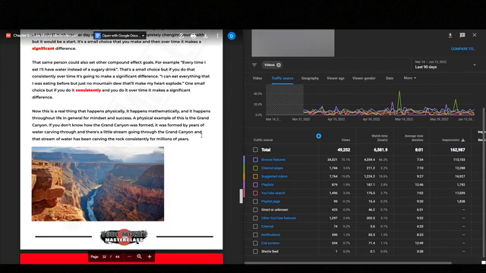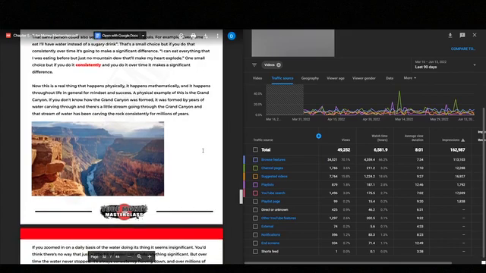One small choice, but if you do it consistently and you do it over time, it makes a significant difference. Now, this is a real thing that happens physically. It happens throughout life in general for mindset and success, right? A physical example is the Grand Canyon, right?